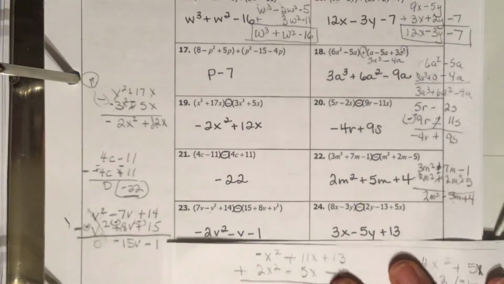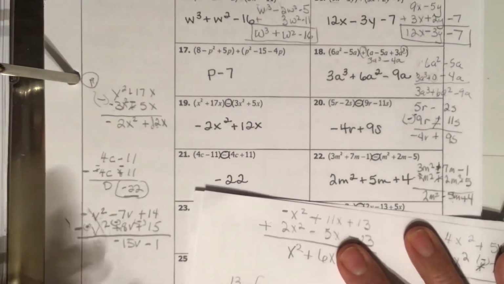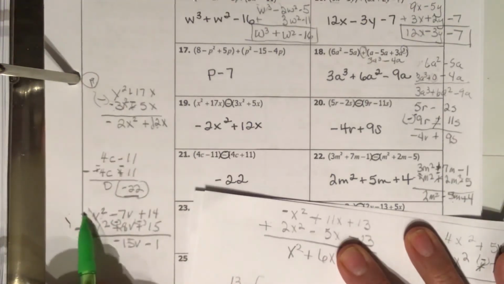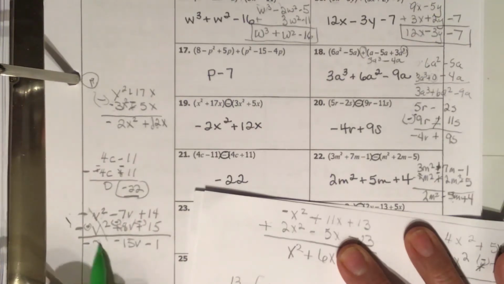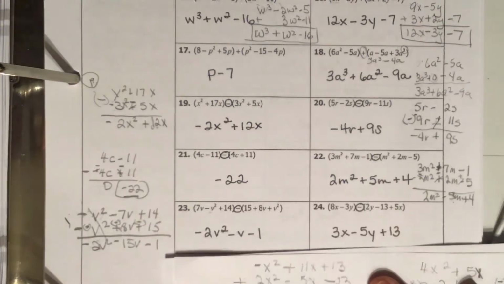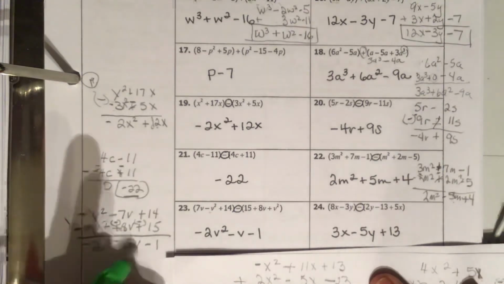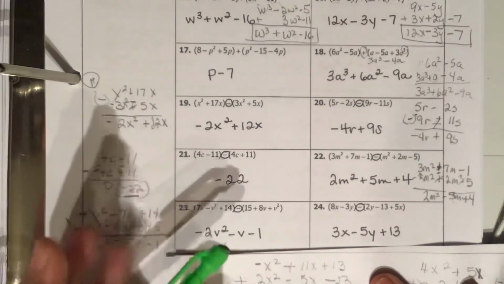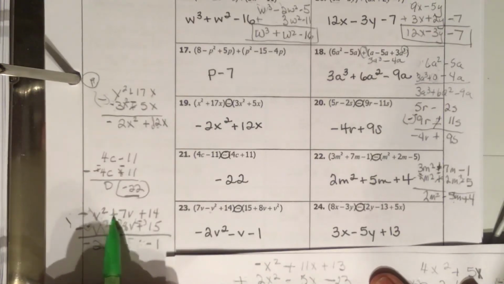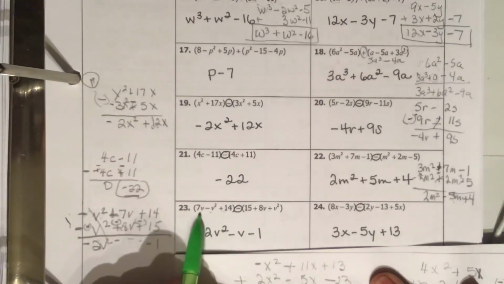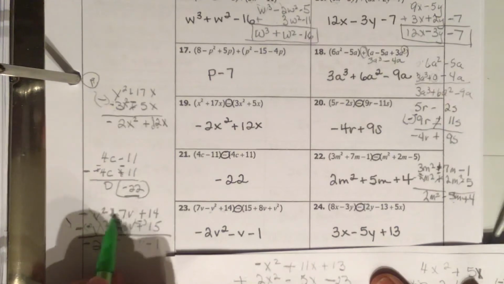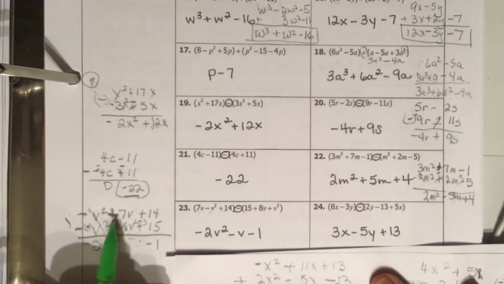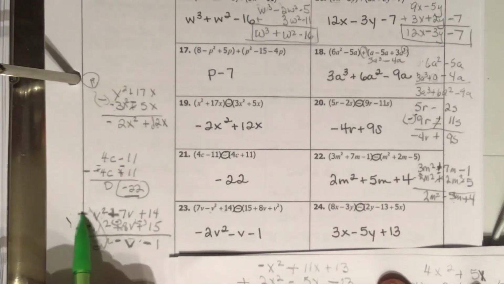Oh, I copied down a wrong again. This was a negative up here. Negative 2v squared. I'm sorry. And this is a positive 7v. I didn't look at the signs on this. Be sure you look at the sign. I made a real big mistake on that one. Positive 7v. This is a negative 8v, which gives you a negative v minus 1. I'm sorry, I really messed those signs up.